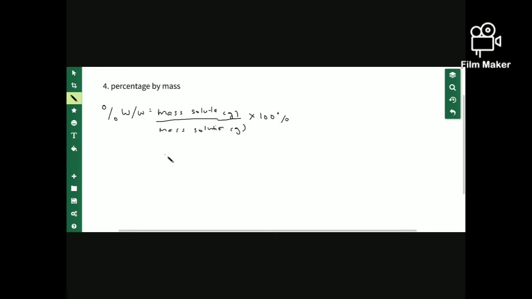Okay, so we already know both values, which is for the mass solute and also the mass solution. So we just need to substitute it. So for the mass solute is 0.06 gram, while for the mass solution is 108 gram. And multiply it by 100%, you'll get 0.06%. And that's the answer. Thank you.